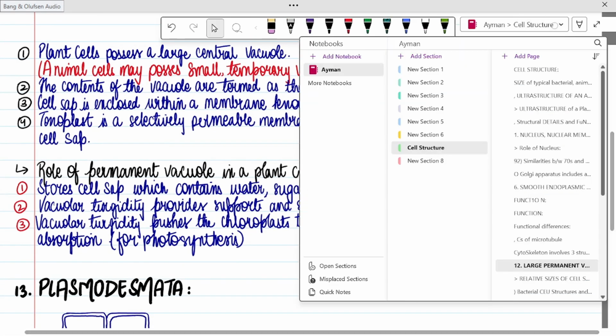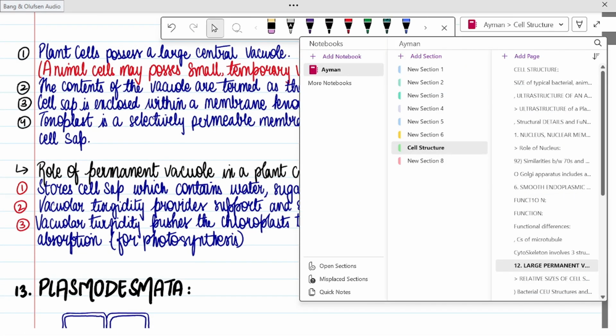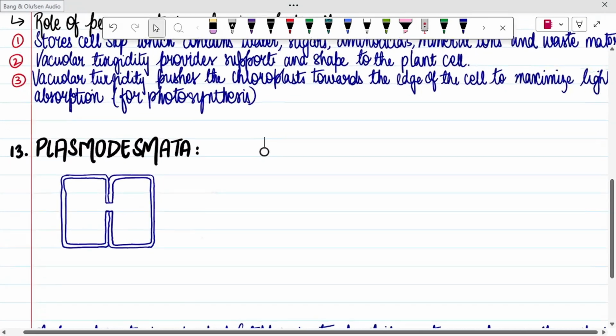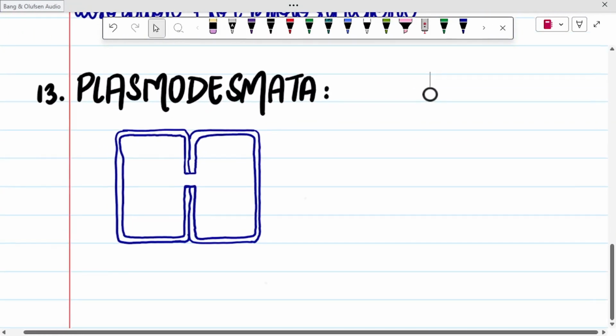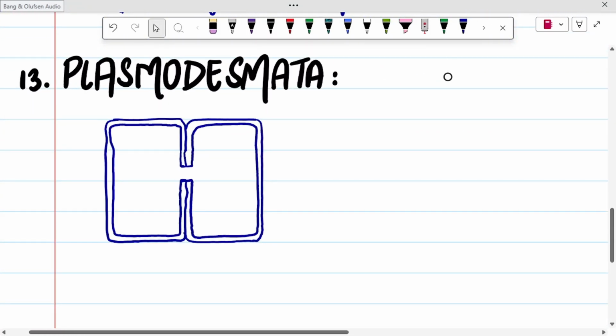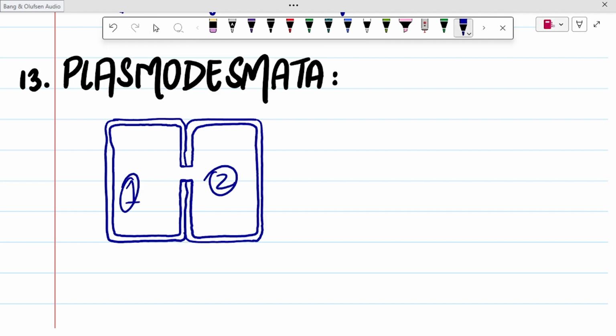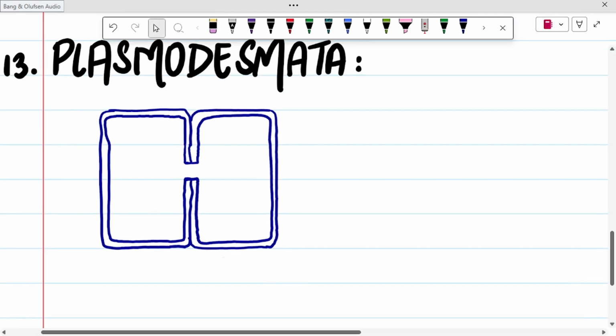Achha, the last organelle that we need to do is plasmodesmata. This is how your plasmodesmata looks like. It is between your two adjacent plant cells. एक plant cell ये रहा आपका, and this is your second plant cell. ये दो plant cell के बीच में आपको नजर आता है. किससे बना हुआ होता है? It is basically made up of your cytoplasmic strand.